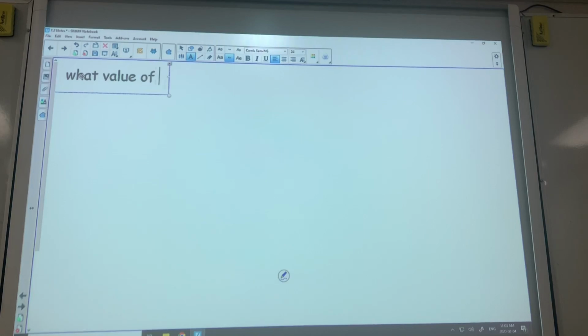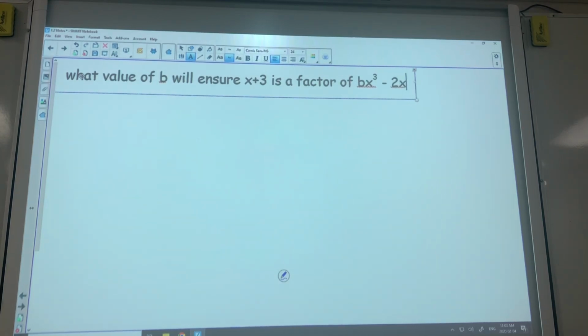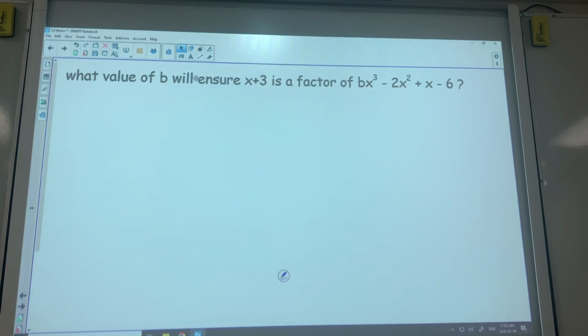What value of b will ensure x plus 3 is a factor of b x to the 3 minus 2? Do you guys have this one in your notes? No, okay, just add it, I guess. This is just a question I got from our homework.